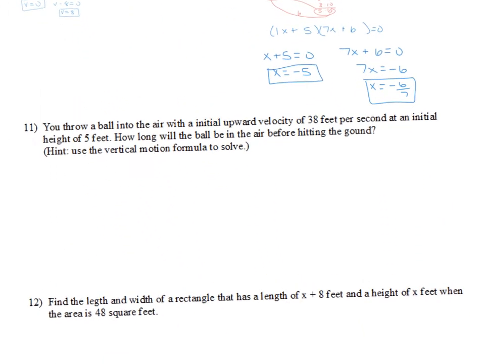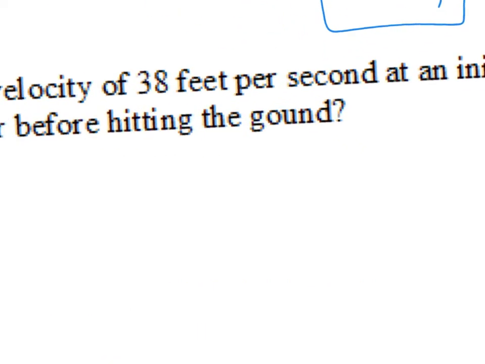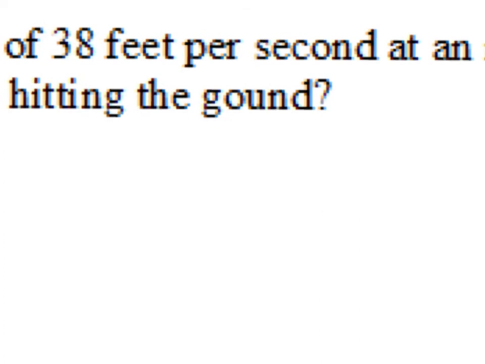Okay, number 11 here. Let's see. You throw a ball in the air with an initial upward velocity of 38 feet per second at an initial height of 5 feet. How long will the ball be in the air before hitting the ground? Okay, so if something's hitting the ground, that means my finishing height will be 0, right? It's hitting the ground.